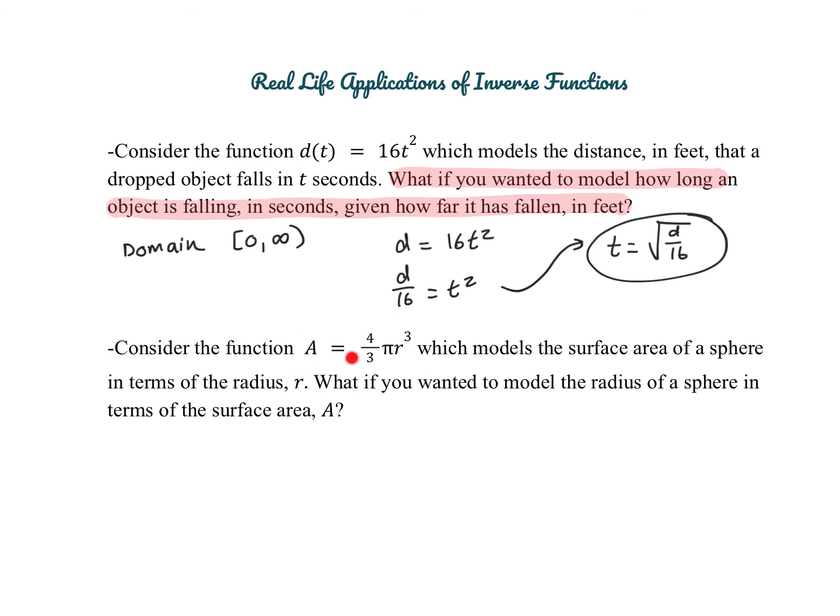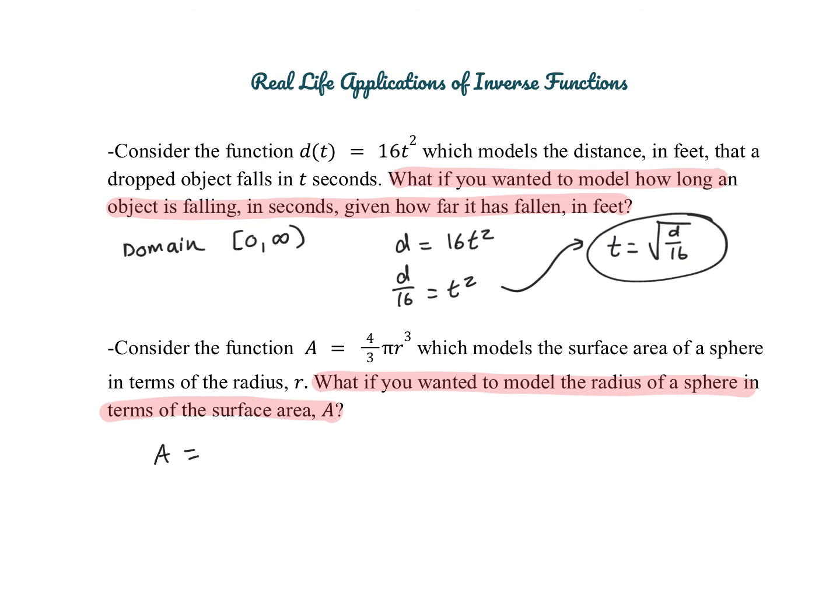So another really common model we use is this right here, a equals 4/3 pi r cubed, which models the surface area of a sphere in terms of the radius. So this is when you have the radius as the input. So you input the radius, and the output would be the surface area. But what if, like the last example, you wanted to model the radius of the sphere in terms of the surface area? So what if you knew the surface area and you wanted that to be the input and the output was the radius? So you would find the inverse.